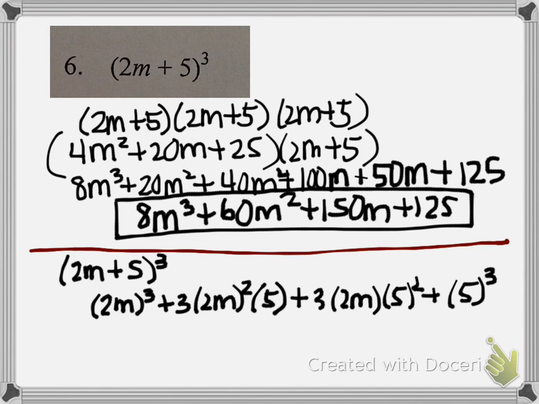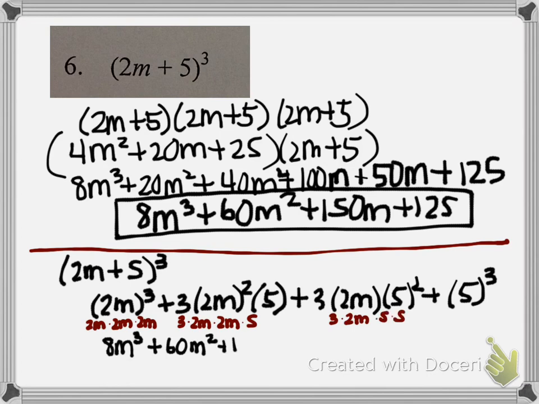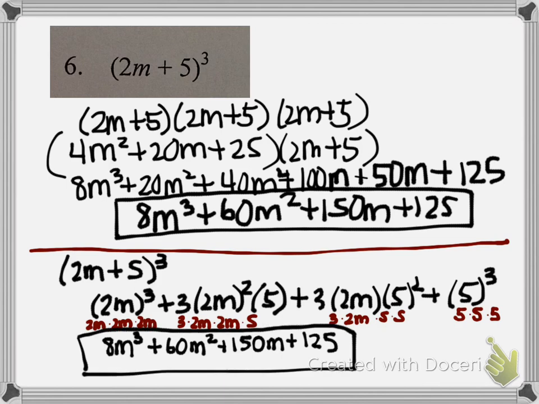But again, if we fix each one of these, the first one here, we would write as 2m times 2m times 2m. That gives you 8m cubed. For the second one, you want 3 times 2m times 2m times 5, which gives you 60m squared. For the next one, it's 3 times 2m times 5 times 5, which is 150m. And then the last one just says 5 times 5 times 5, or 125. And you can see that it does give you the same answer as if you traditionally multiplied it out using the distributive property.